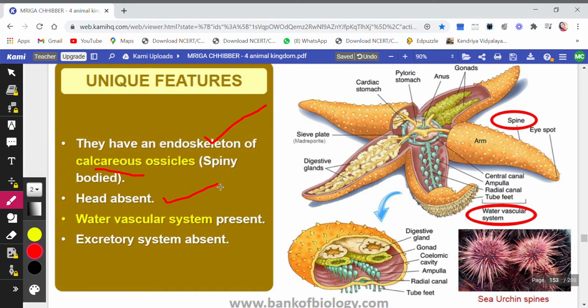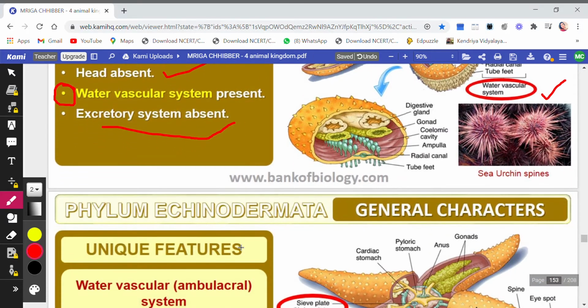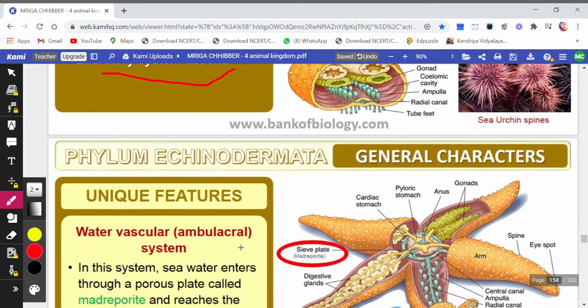Head is absent. Another unique feature is water vascular system here. The water vascular system helps, when the water drives in, it brings in food and oxygen, and when it is thrown out, the waste is also thrown out along with that water. So a whole system is present inside. And excretory system is absent. Why? Because this water system itself is fulfilling the purpose of egestion, right? So a separate excretory system is not required.